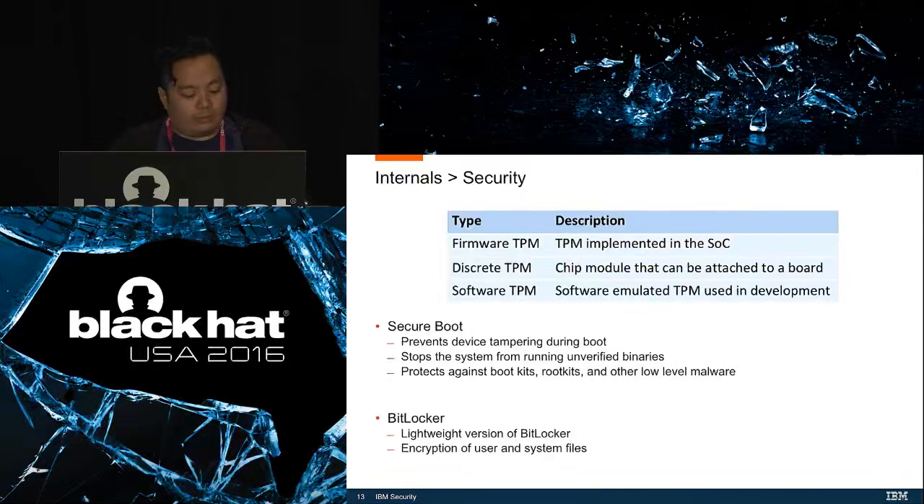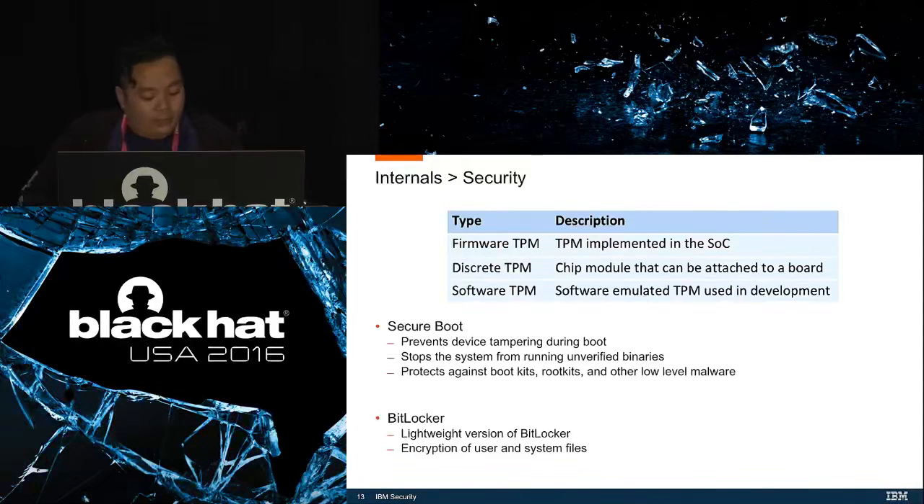Okay, next let's talk about Trusted Platform Module. The Trusted Platform Module is a secure crypto processor that provides cryptographic key creation and storage. Other security features implemented in Windows 10 IoT Core, such as Secure Boot and BitLocker, will only work when TPM is installed. So there are three types of TPMs.